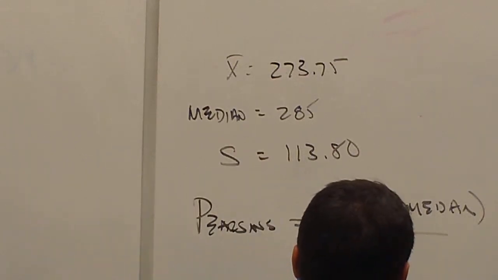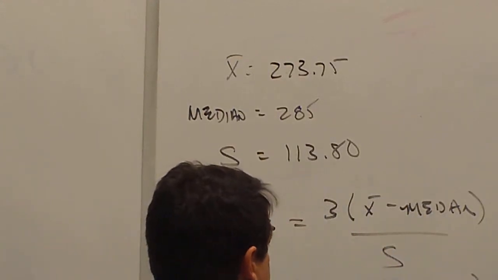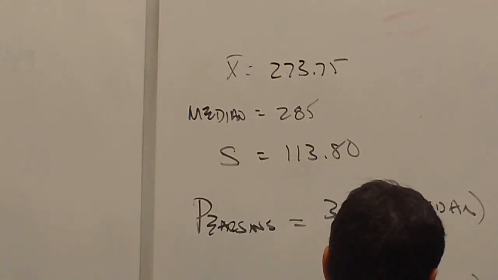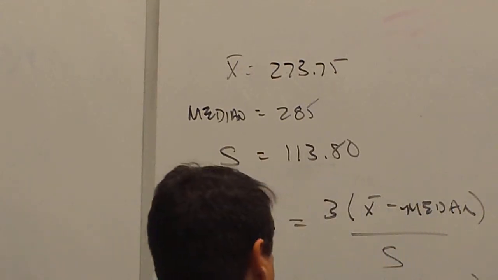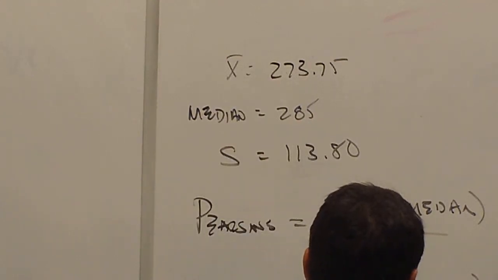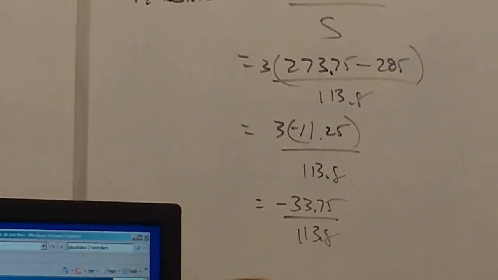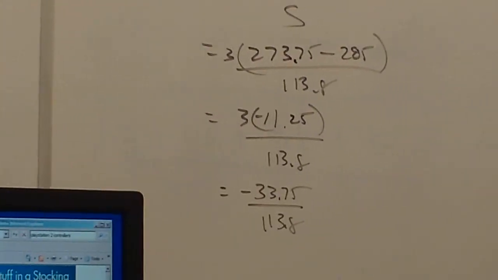So what's the average? 273.75 minus 285, times 3, divided by 113.8. So 273.75 minus 285 is negative 11 and a quarter, times 3 is negative 33.75, divided by 113.8. And that number is clearly going to be what? Less than 1, right? It's clearly going to be a decimal number.